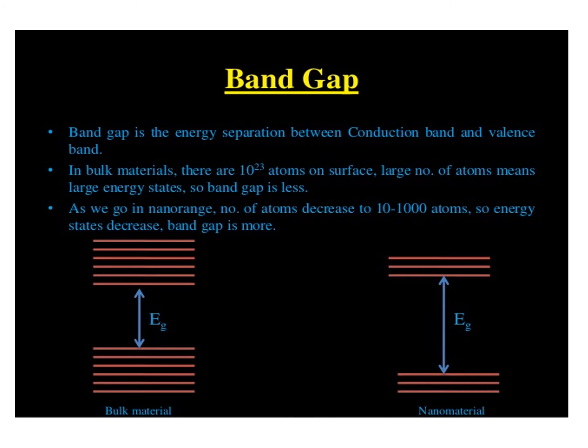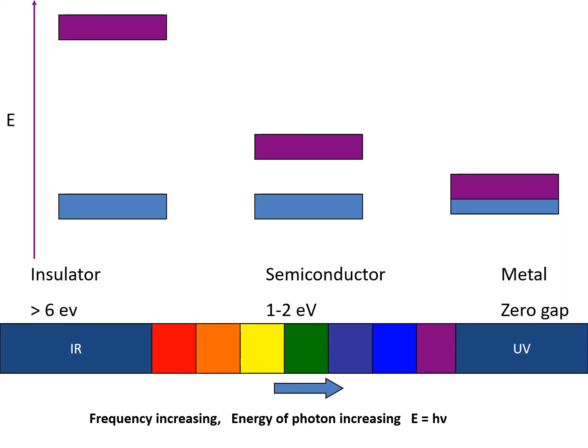Now, one example of this quantum size effect is in the case of semiconductors, where the band gap widens when the material becomes a nano material. So that can actually be explained with this diagram. This is the diagram that you have learned probably in your plus two, which classifies solids into insulators, semiconductors, and metals. In the case of insulators, the band gap is greater than 6 electron volt. Semiconductors, it is 1 to 2 electron volt. In the case of metals, there is no band gap at all.